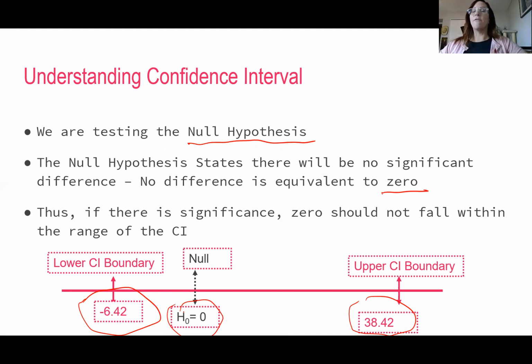It's another way for us to kind of confirm, okay, yeah, when we looked at our critical value compared to our test statistic, if we determined that there was no significance, this is another way of showing us, yeah, there was no significance. But it's also another way for us to know, okay, wait a minute, maybe I should have used a different alpha level, because 0 is pretty close to -6.42 compared to 38.42.